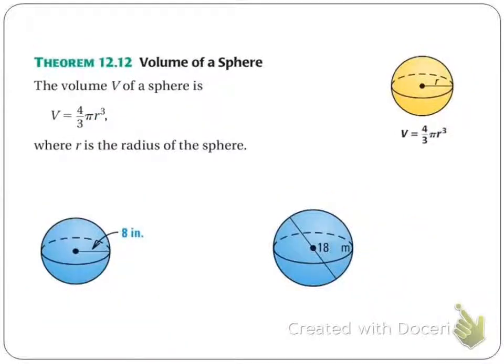Now let's look at volume. The formula for volume is a little bit different. 4/3 pi r cubed. Now still, if we look at it, we have r cubed. That radius is still the only value we need, but it's changed a little bit.